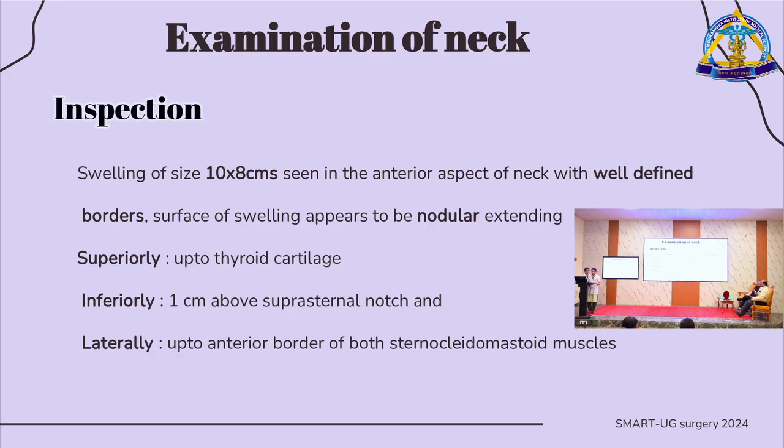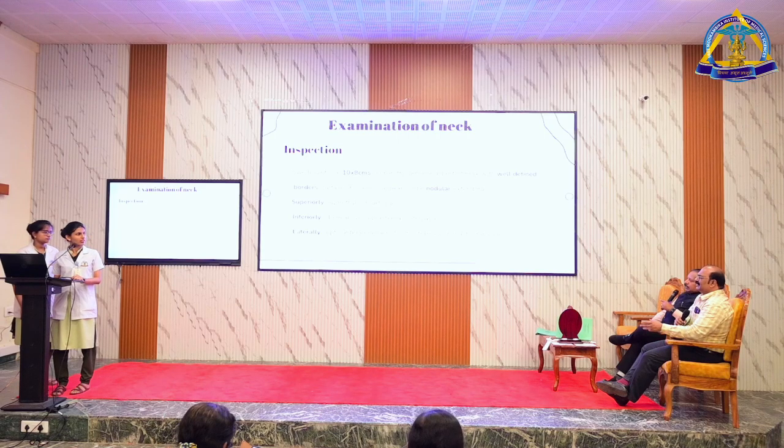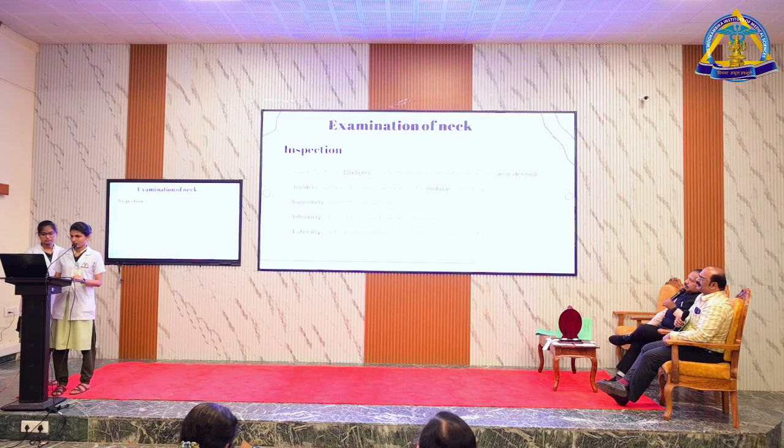Swelling of size 7.8 centimeters seen in the anterior aspect of neck with well-defined borders. Surface of swelling appears to be nodular, extending superiorly up to the lateral fascia. Okay, this is all we discussed. And what is the diagnosis?